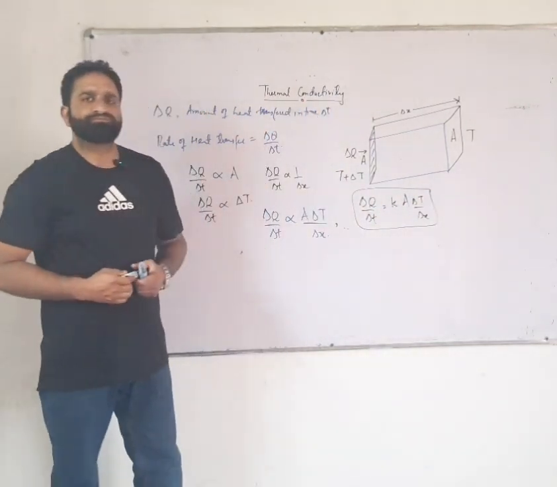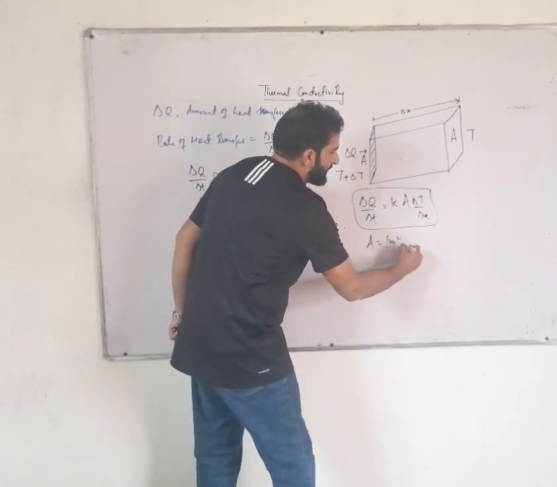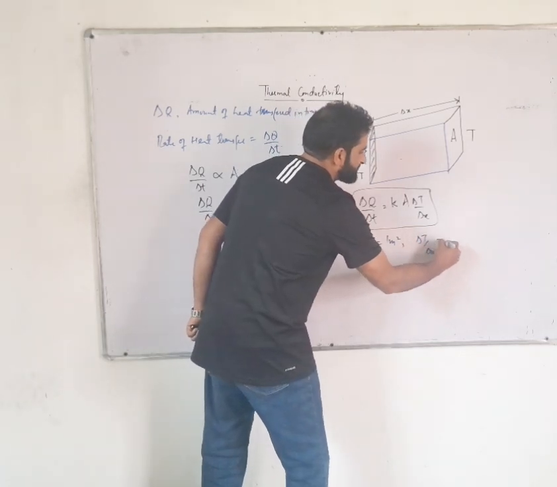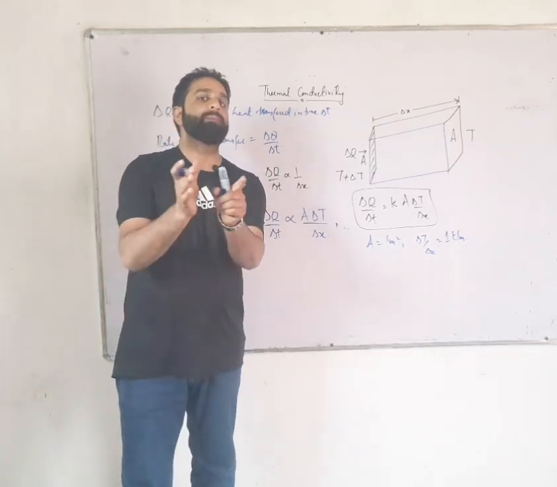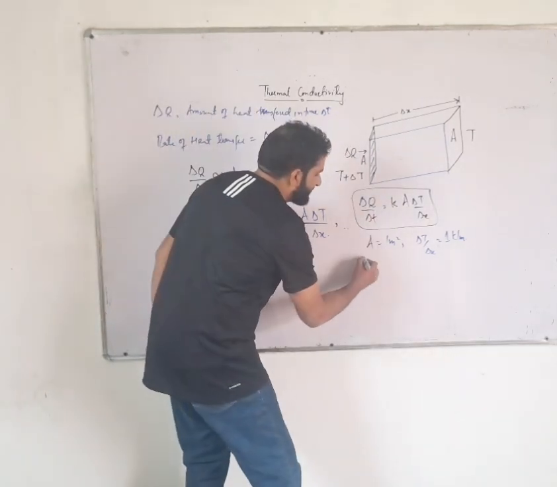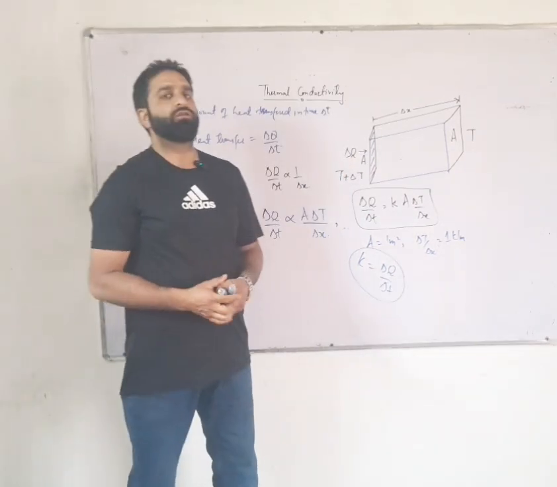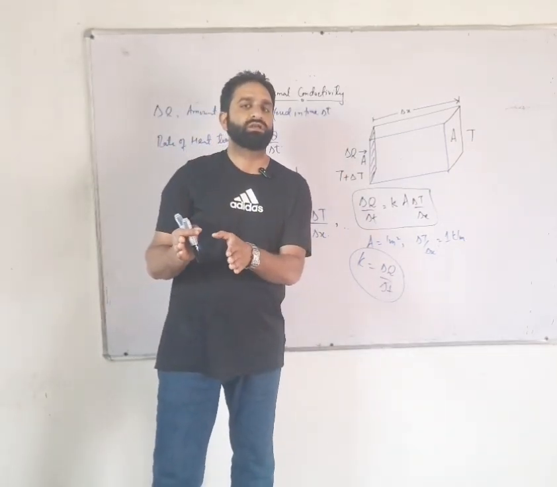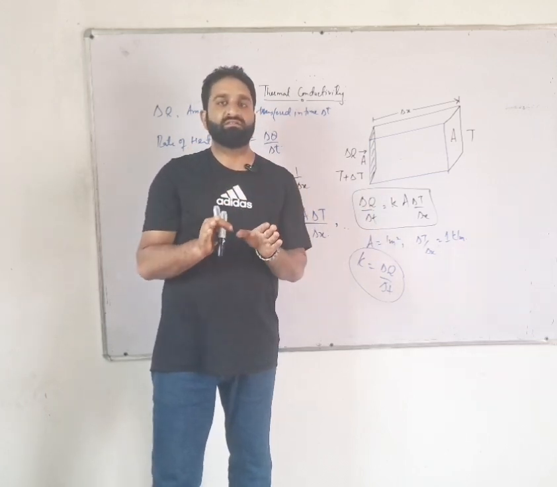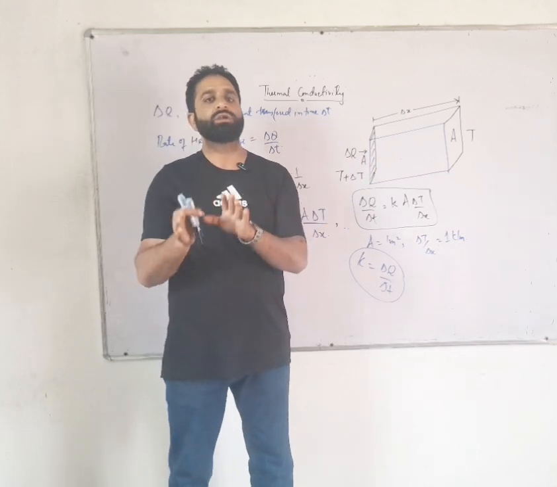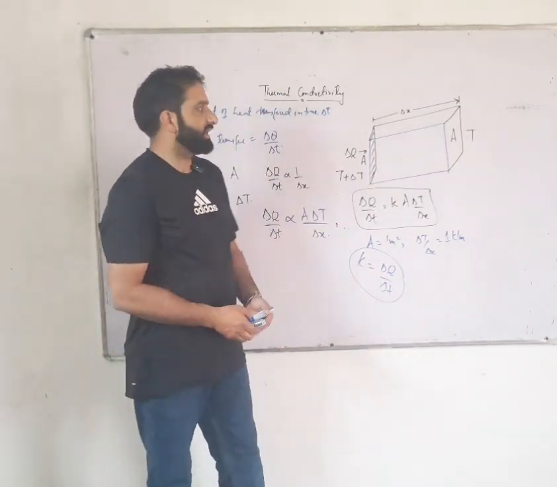Now if we have to define K, we will take A is equal to 1 meter square and delta T by delta x equal to 1 Kelvin per meter. This delta T by delta x is defined as the temperature gradient. Now in that case, K is equal to delta Q divided by delta t. So we define coefficient of the thermal conductivity as numerically equal to the rate of heat transferred through unit area and having a unit temperature gradient. That is, K is equal to delta Q divided by delta t.